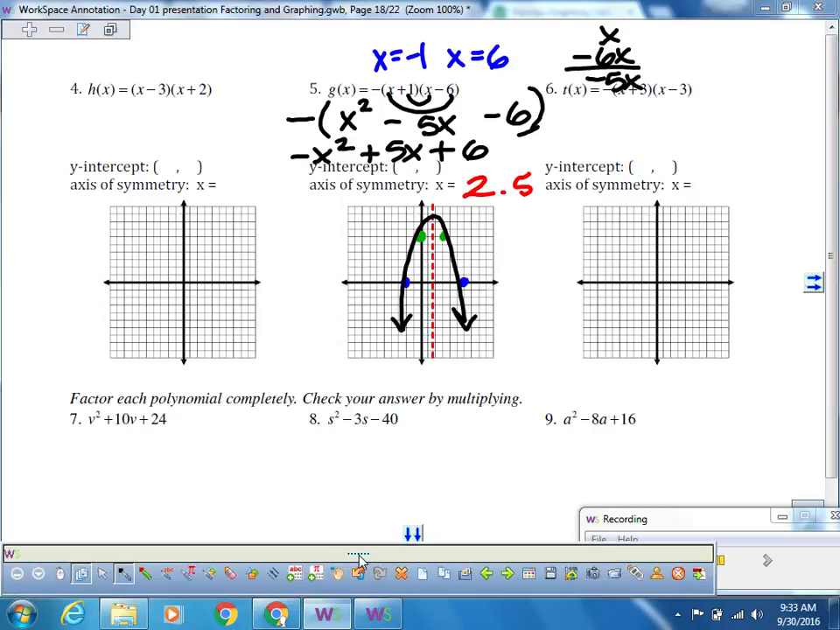All right, what do you guys want me to do now? Yes. Axis of symmetry by counting. The axis of symmetry is exactly what makes it symmetric. So if I've got points here, I just start counting in until I find the middle.